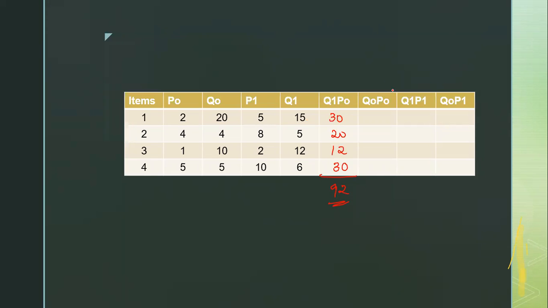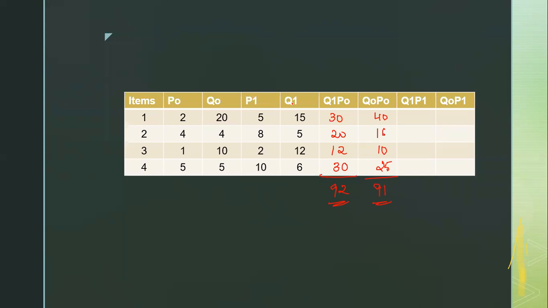Okay, good. Next one, Q0 P0. What is the answer for the first one? Quick students, it is 40. Good. Second one, 16. Third one, 10. Okay, good. Next one, 25. Okay, find the total of this. 40, 50, 60, 70, 80. Okay, 91. Good. Next one, Q1 into P1.